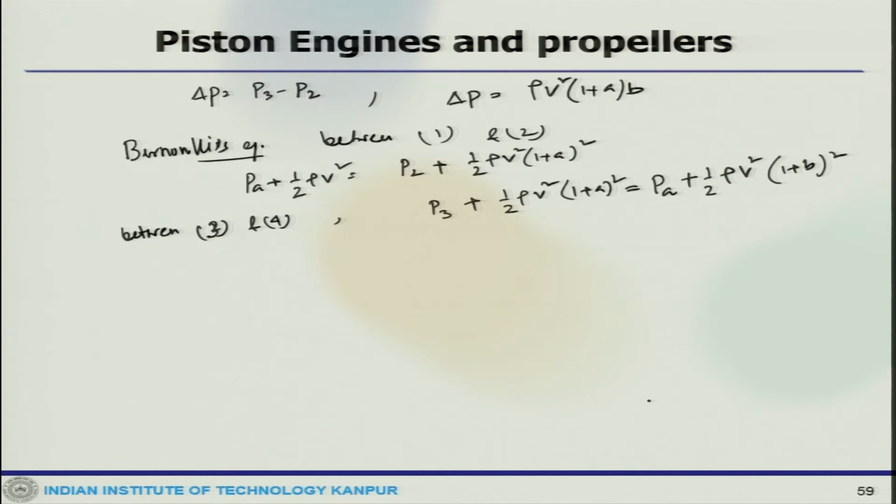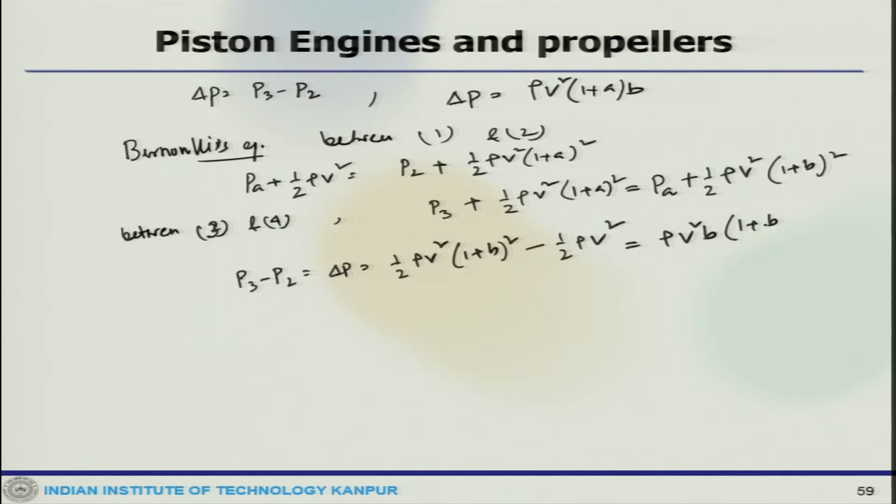So, what we get is P3 minus P2, equals delta P, equals half rho V square (1 plus B) square minus half rho V square, which is rho V square B (1 plus B by 2). So, that is what you get as delta P.